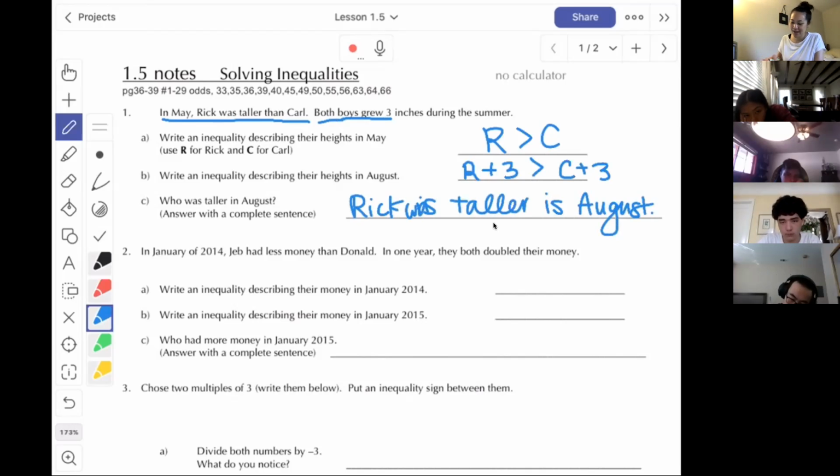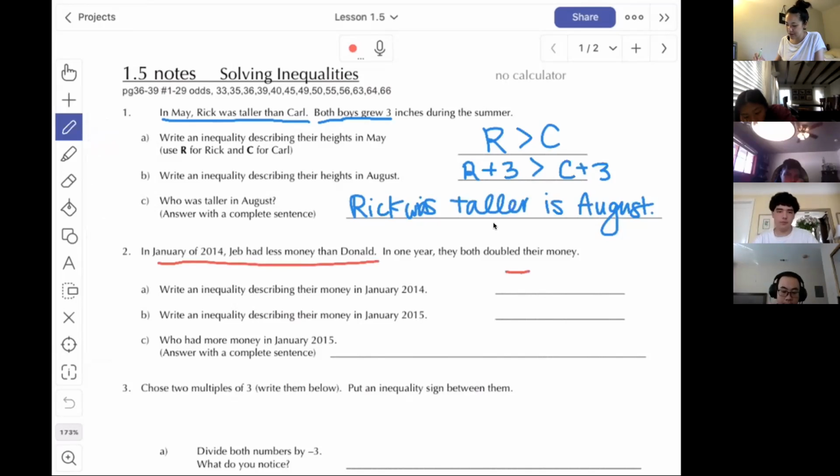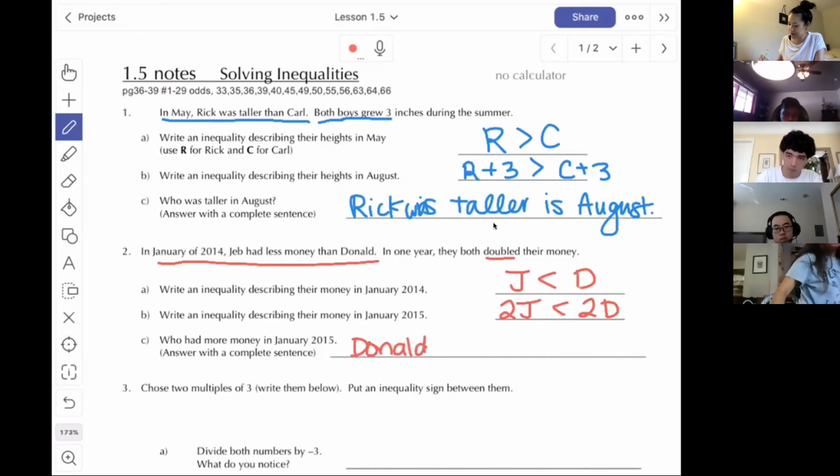All right, number 2. In January 2014, Jeb had less money than Donald. In 1 year, they both doubled their money. Write an inequality that describes their money in January. All right, so in January, Jeb has less money than Donald. So J is less than D. In 1 year, they both doubled their money, so 2J is less than 2D. Okay, so who had more money in January? Donald did. Okay, so those are just some examples for inequalities. Those will make more sense once we get down towards the bottom. We're just kind of setting up our examples right now.